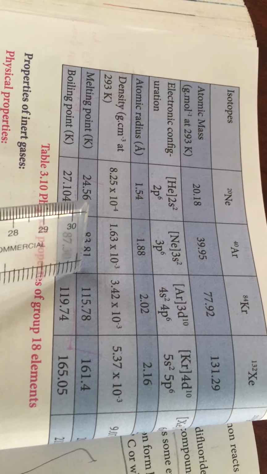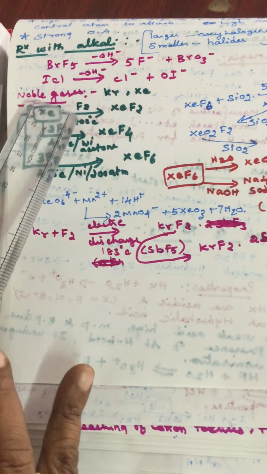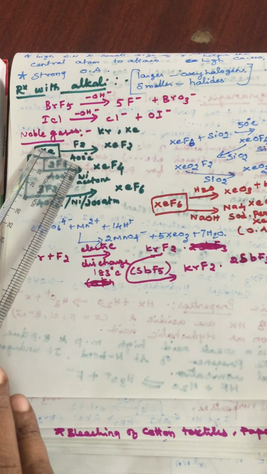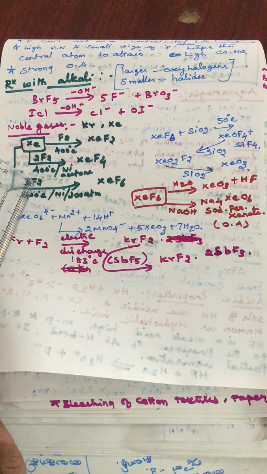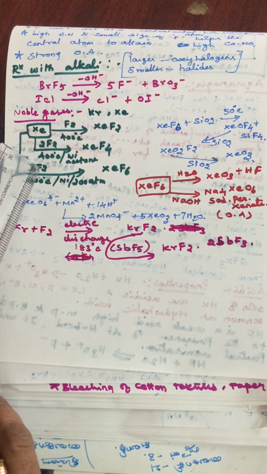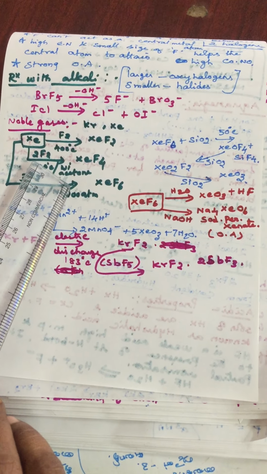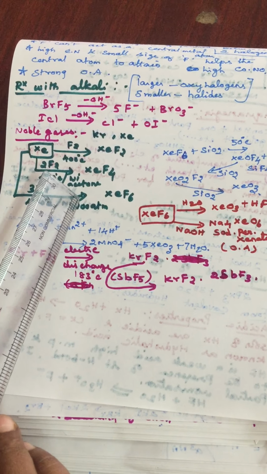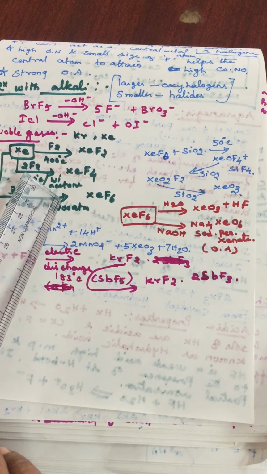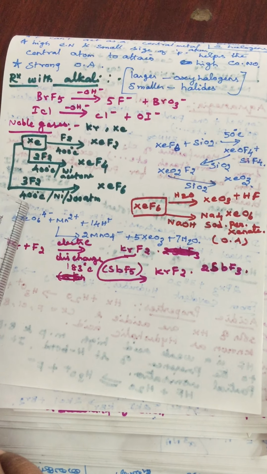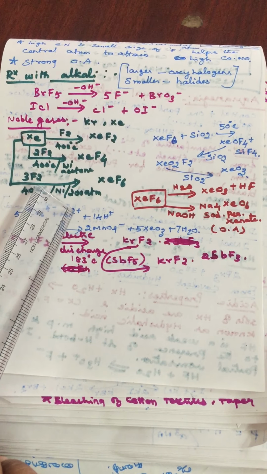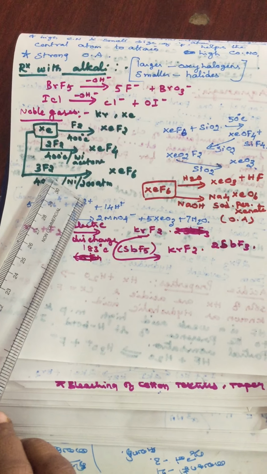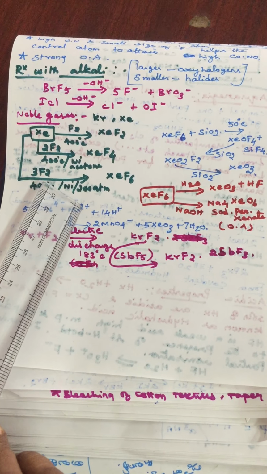Okay, so now let us see some reactivity of krypton and xenon. Xenon, when it reacts with fluorine at a temperature of 400 degrees Celsius, gives XeF2. Xenon reacts with 2 moles of fluorine at 400 degrees Celsius, in the presence of nickel as the catalyst, and forms xenon tetrafluoride, molecular formula XeF4. And xenon, when it reacts with 3 moles of fluorine at 400 degrees Celsius, in the presence of nickel, with the pressure maintained at 200 atmospheres, changes into XeF6, that is, xenon hexafluoride.